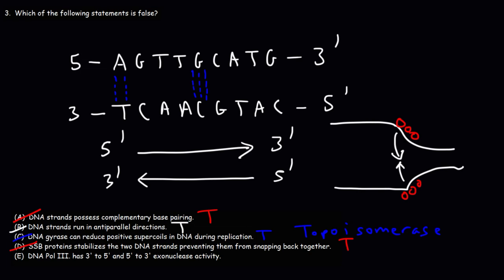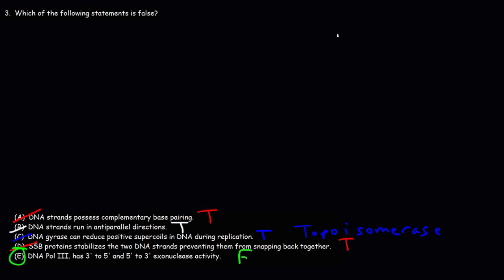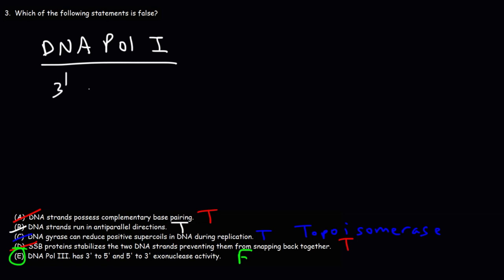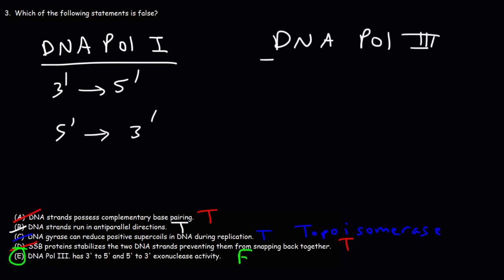And then E, DNA polymerase 3 has 3-5 and 5-3 exonuclease activity. Because it's the last one, we know this has to be the answer. So there has to be something false with this statement. So what's wrong with that statement? You need to know that DNA polymerase 1 has both 3-5 exonuclease activity and 5-3 exonuclease activity. DNA polymerase 3 only has 3-5 exonuclease activity. It doesn't have the 5-3 exonuclease activity.